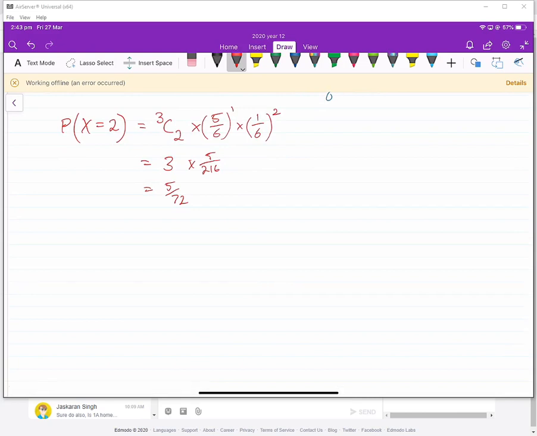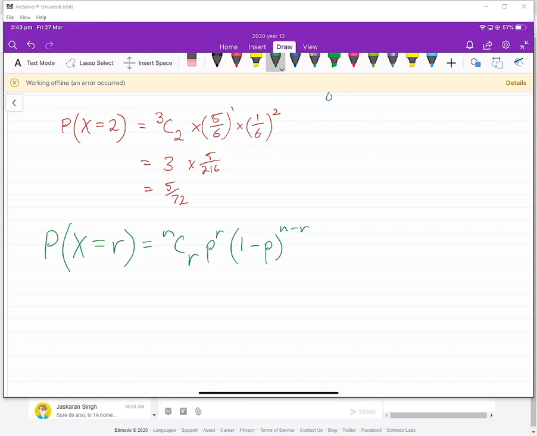Now, if you look at your formula, I'll write it down big, in green so hopefully we can see it. It's in the binomial distributions. The probability that X equals r is equal to nCr, p to the power of r, times 1 minus p, which is q, to the power of n minus r.